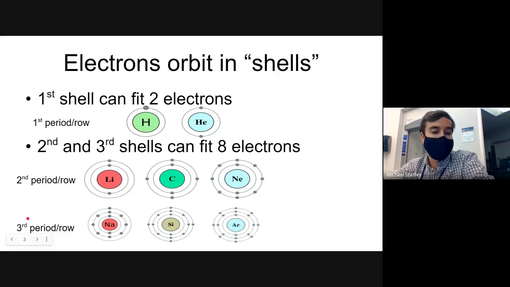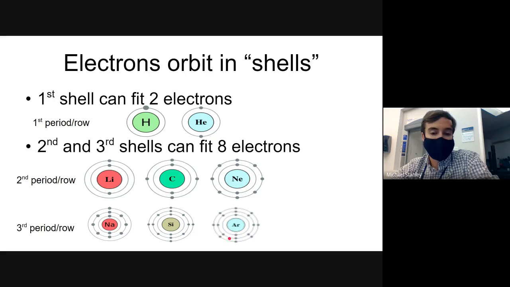So if we want to fill up all of our 3 shells, we can look at an atom like argon. Argon has an atomic number of 18, which means that argon has 18 protons and 18 electrons. To figure out where these electrons are going to go, we always start with the first shell. So we put the first 2 electrons of argon on its first shell here. That's 2 down, but we still have 16 more to go. So we have to move on to the second shell.